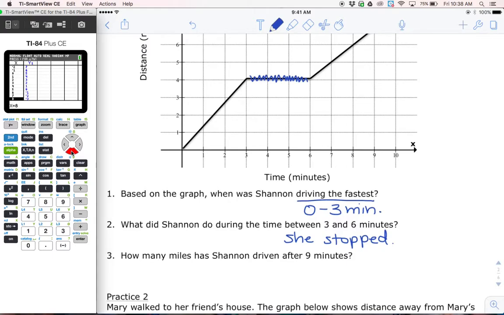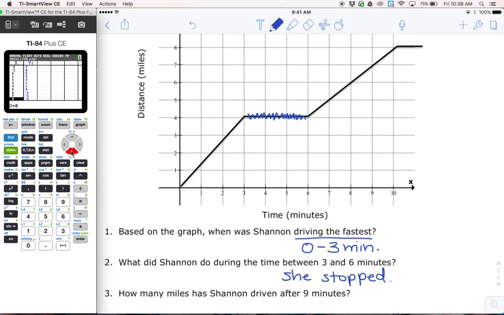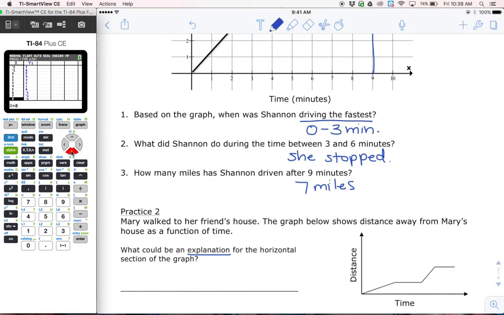She has stopped. How many miles has Shannon driven after 9 minutes? Well, here's 9 minutes. Here's my dot on the graph, which means 7 miles. All right, look for the next questions in Edpuzzle.